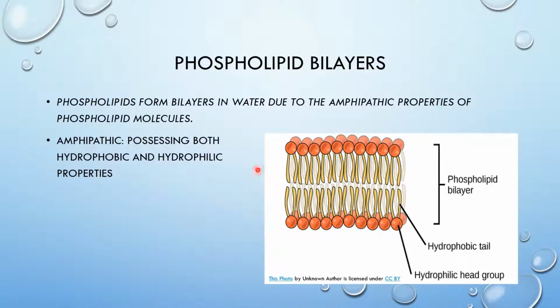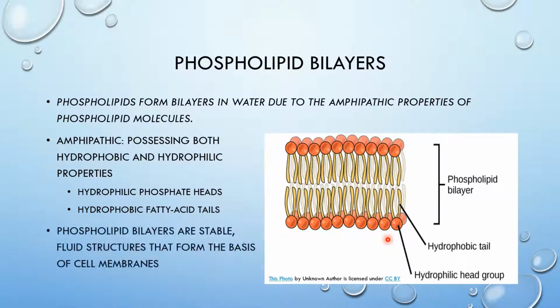Amphipathic means possessing both hydrophobic and hydrophilic properties. Okay, so phospholipid molecules are amphipathic because they have a hydrophilic phosphate head and a hydrophobic fatty acid tail. Phospholipids are stable fluid structures that form the basis of cell membranes. They are stable because they have 2 parts.